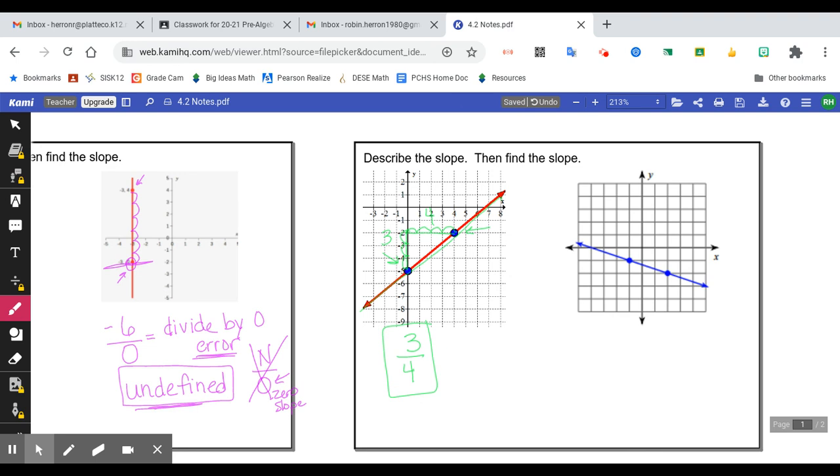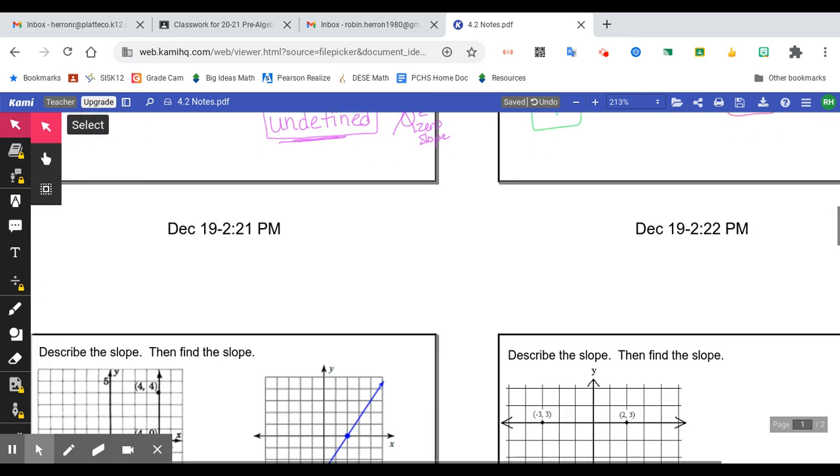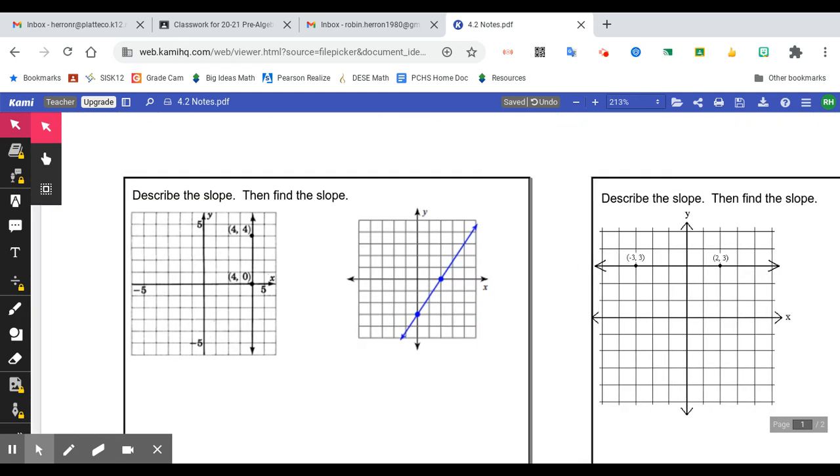Next one, same thing. I have to make sure I'm starting on the left side, so we're going to go from this one to this one. To get over there, I have to go down and then to the right. So down means negative 1 spot, and right 1, 2, 3. So negative 1 over 3. Can't be simplified, so there's my answer. Hopefully this is looking familiar to you. You've done this last year. Let's do a couple more.